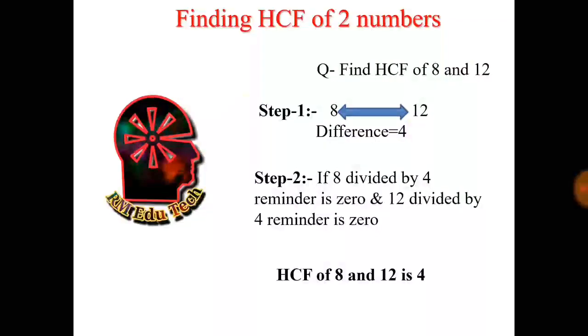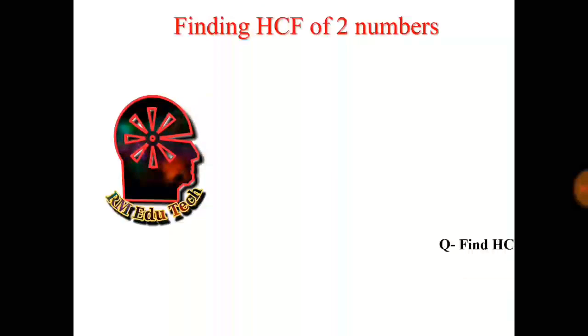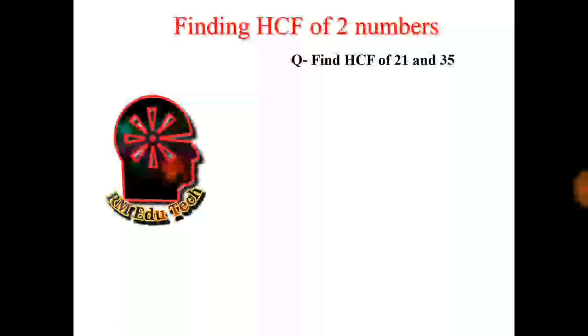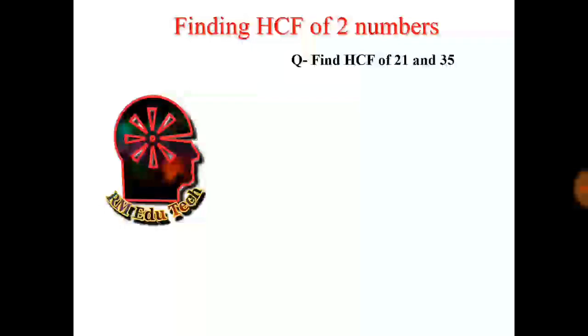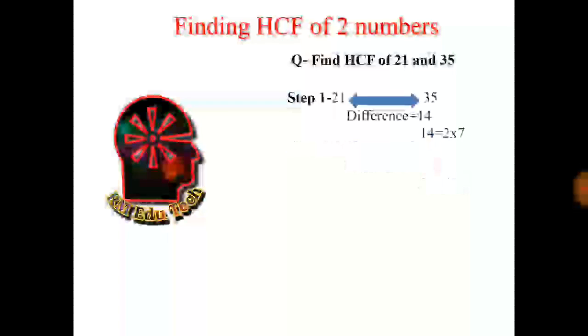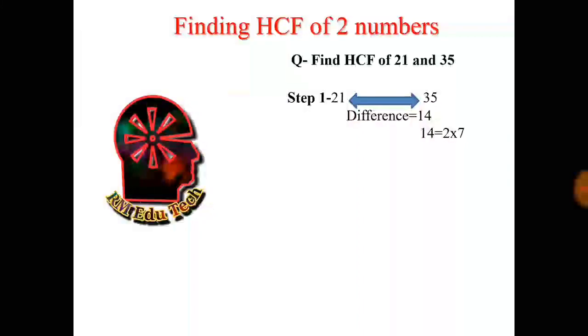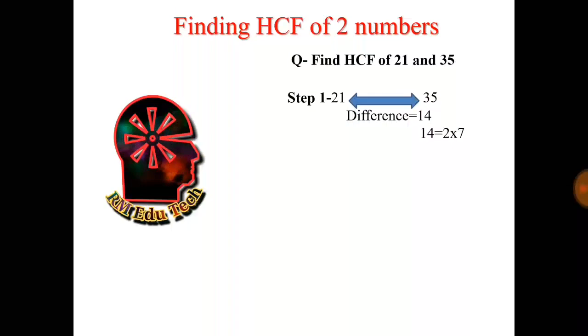Now let's take the next example. Here the example is find the HCF of 21 and 35. So let's start. As previously, first step, find the difference between the two numbers. Here it is 14, but 14 is not a prime number. So we are going to find the factors of 14, that is 2 into 7.